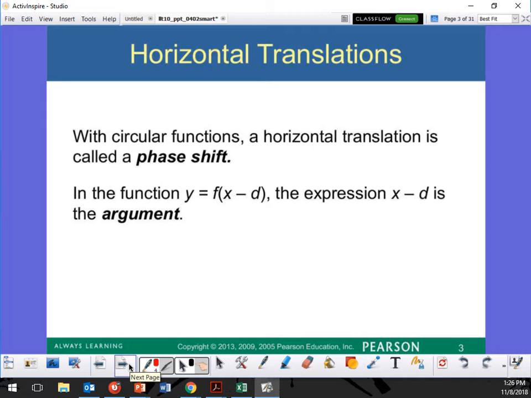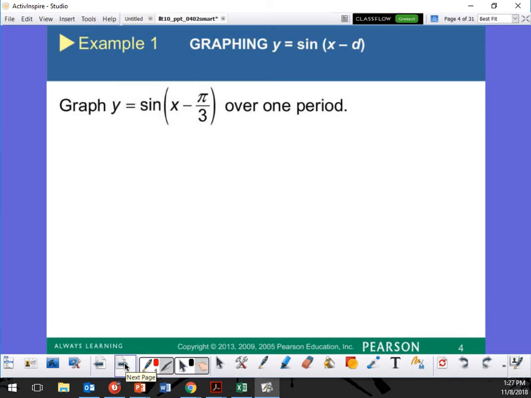For a circular function, a horizontal translation is called a phase shift. Okay? Phase shift, and everything in here is called your argument. So, that is my argument there. And we're going to do stuff with my argument for this. So, for this one right here.